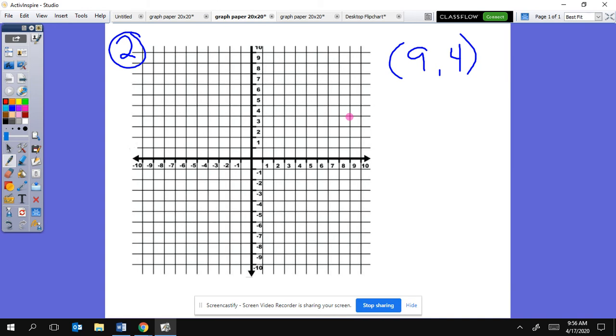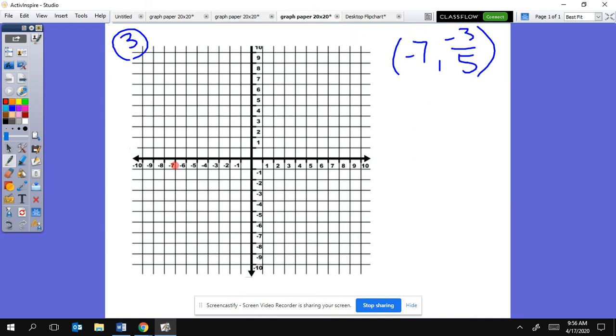Number 2, 9, positive 4. Obviously, you know that 9 is our x, 4 is our y, so you know that x equals 9, y would equal 4. Let's just draw it on a coordinate plane just so you can see that. Your y line would go through your y-axis at positive 4. Your vertical line would go through the x-axis at positive 9.